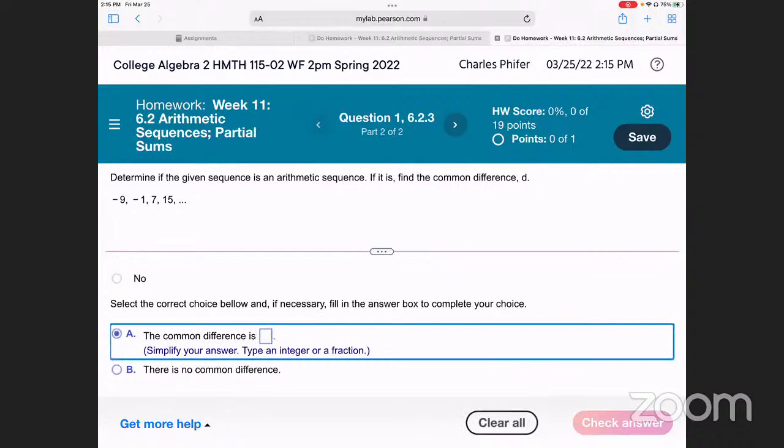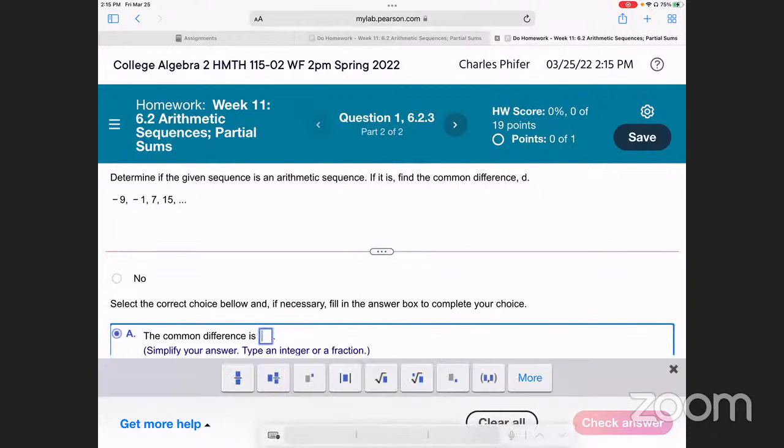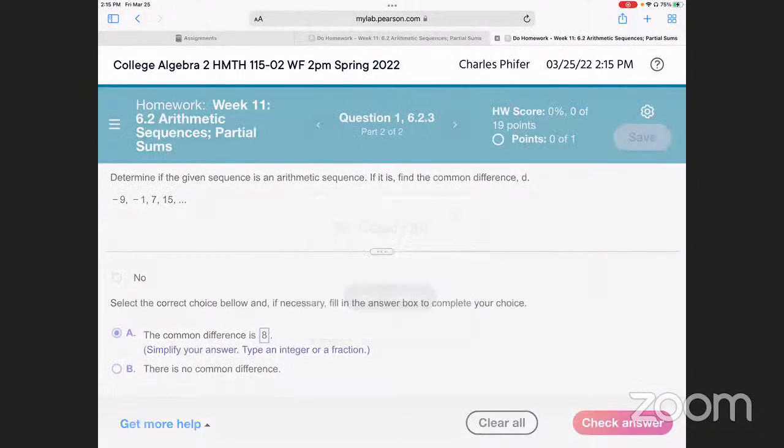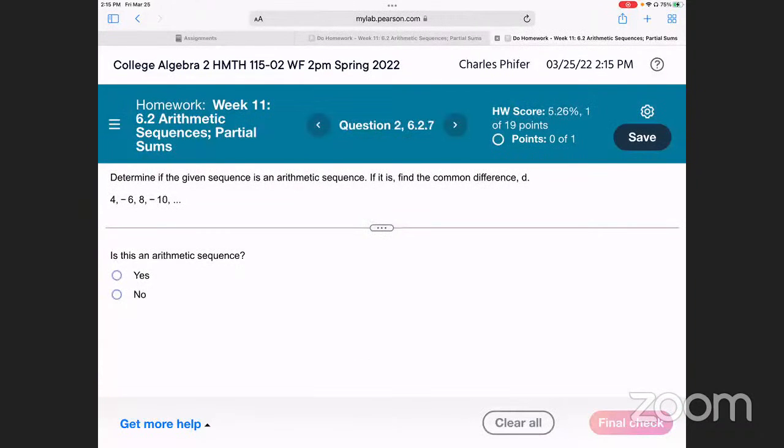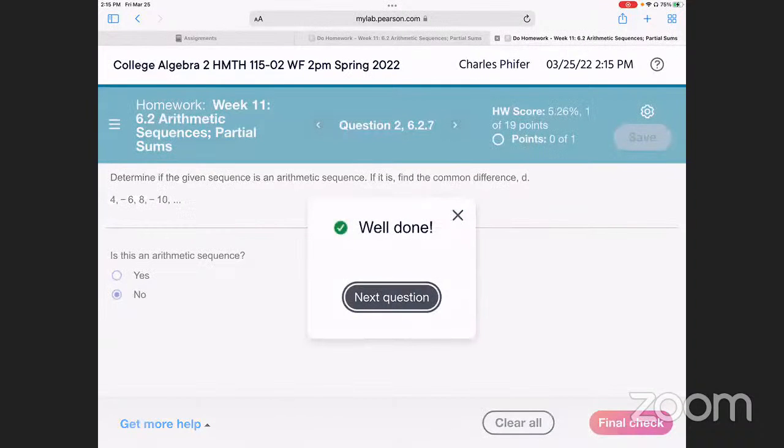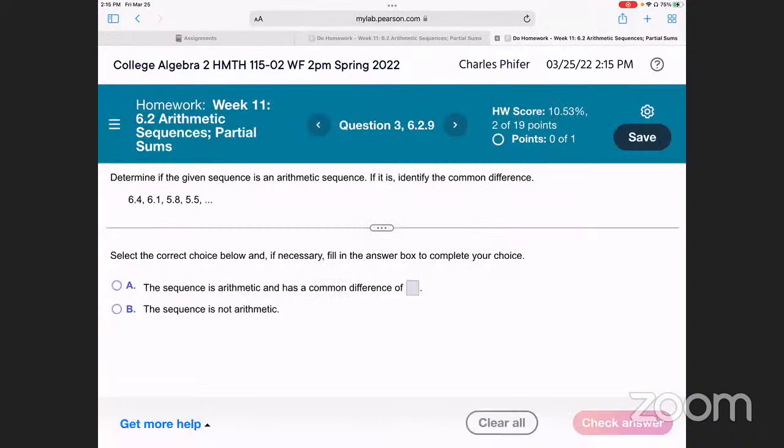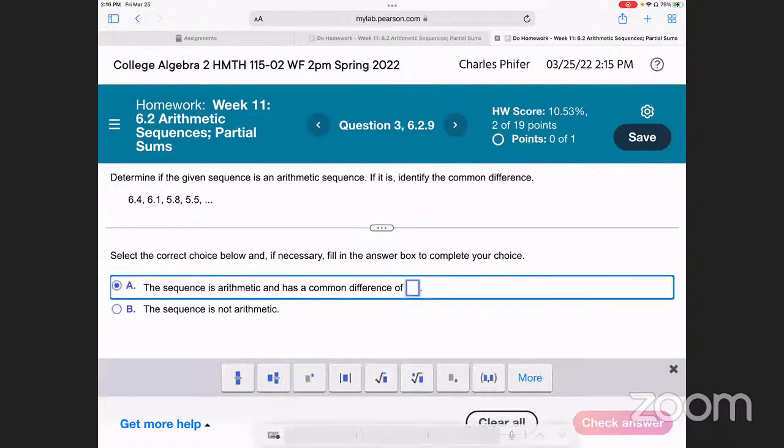The common difference, so we're basically adding 8 each time. The sequence is arithmetic. For instance, to go from 4 to -6, we added what? 10 to -6, you don't get 8. So this is not arithmetic. From 4 to 6.1, we're adding what? -0.3. And then it looks like we keep adding -0.3, and the common difference is -0.3.